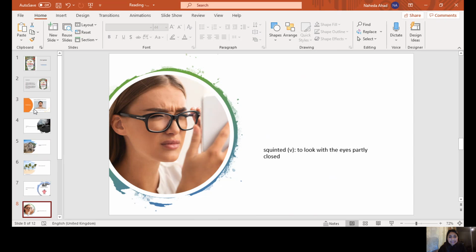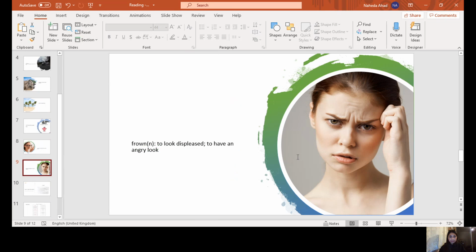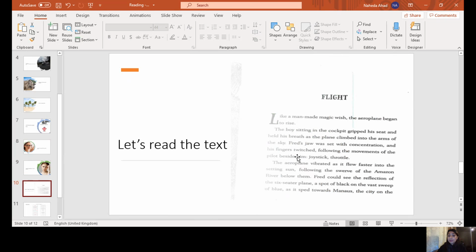We have squinted. And it's in the past tense here. And then lastly, frown. Everyone show me that frown. Frown. Well done, Year 6. Nice and loud. Keep that up. We are now going on to read our chapter.